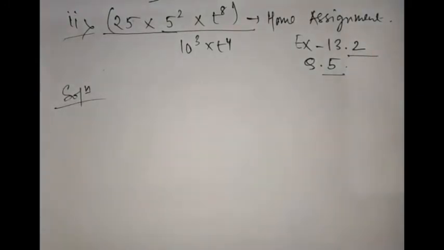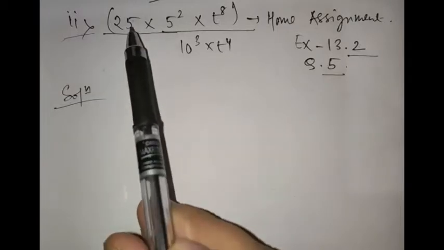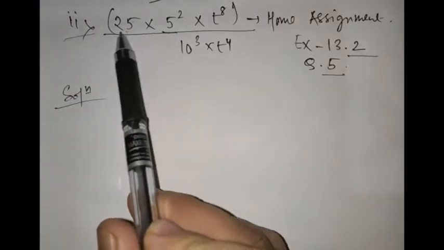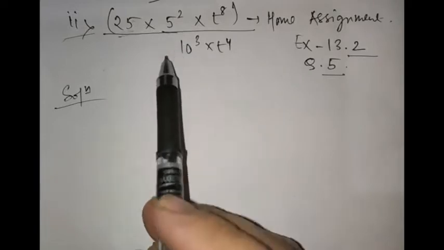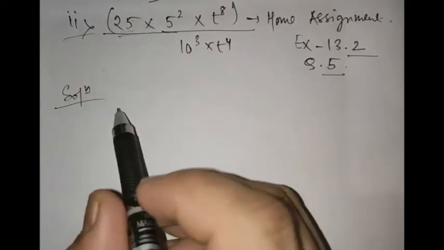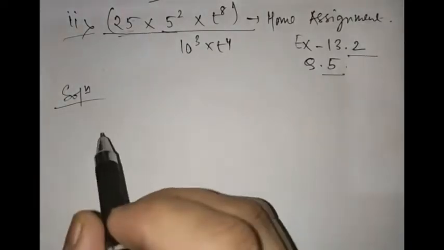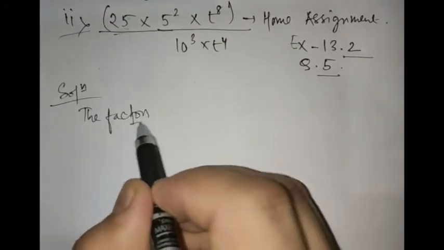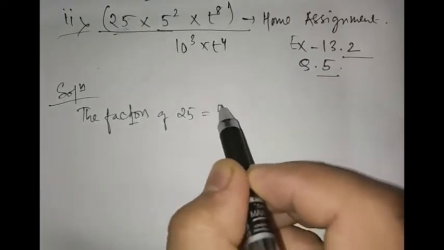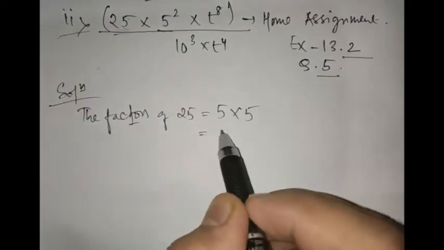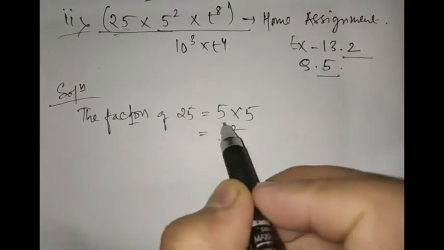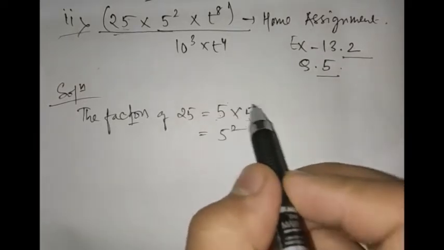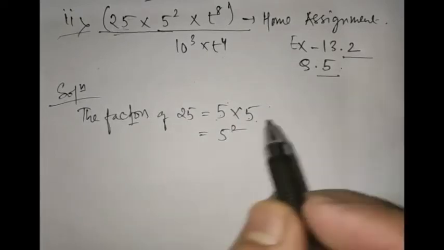So how to solve this? First of all, to solve any problem in exponents, you have to see whether the numbers are represented in exponents or not. You can see 25 is not a prime number, right? It is a composite number, so you have to convert this into prime form. So you have to find the factors. The factors of 25 are 5 into 5. You can write 5 into 5 as 5 square, because 1 plus 1 is 2. Your exponents will be added.